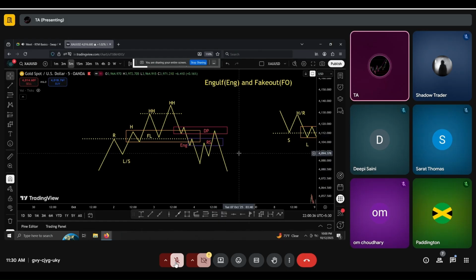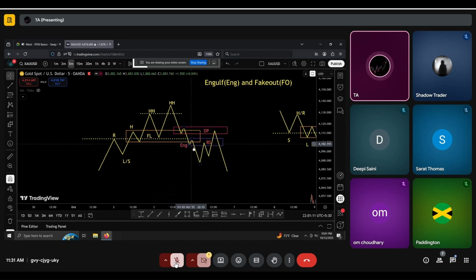So what happened here? Price crossed this level. Do you see this purple box? Price crossed this level, but what happened? It went to the DP and fell down again. That means this was the fake out. Fake out means this was to trap the long position takers. Crossed this level, goes back to DP and came down.